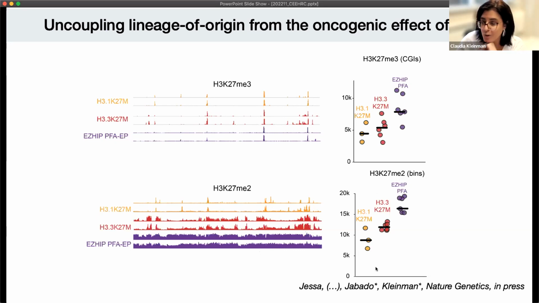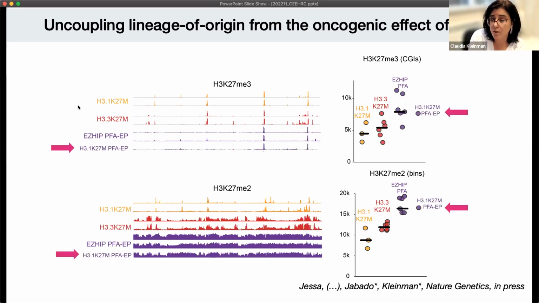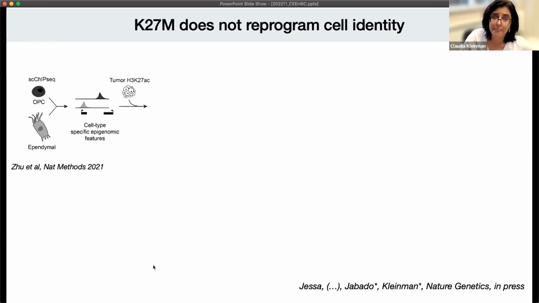So the question here is, we have a patient that is happening in the context of the PFA. Is the epigenome being reprogrammed to look like an H3.1 when we have an H3.1 mutation? And the answer is, at this level of analysis, no. We see them behaving exactly like the PFA. It doesn't matter if you have EZHIP or H3.1. The main component determining the patterns is the cell of origin landscape.